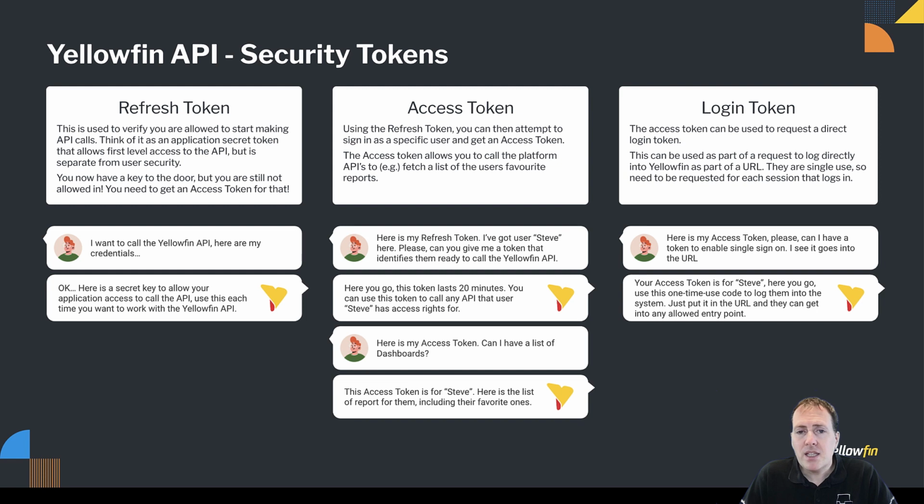One of the things that you can do with an access token is request a login token. A login token is a single-use token that allows you to call Yellowfin, and you pass the login token as part of a URL to then actually log into Yellowfin. So as a user, you can say, hey, here's my access token. Please can I have a login token so I can log in and show you this dashboard? And the answer will then be, yeah, here's your login token. And then you build up your login token with where you want to call, and off you go. Brilliant.